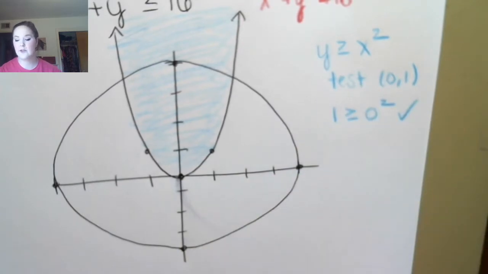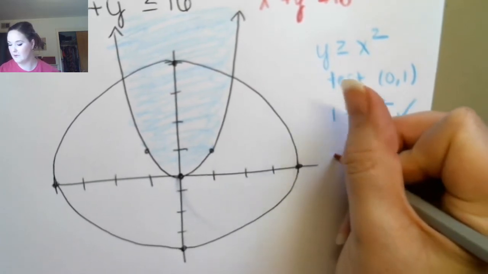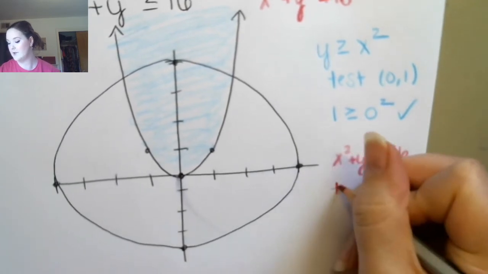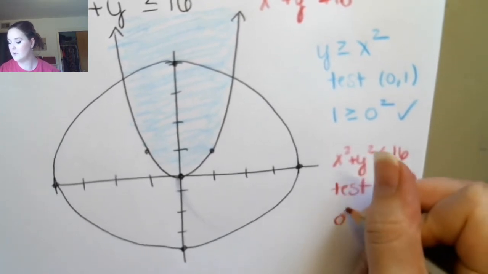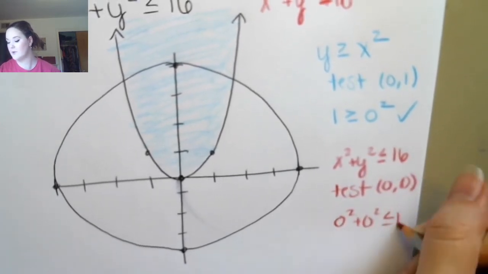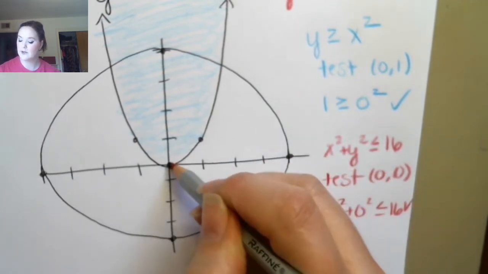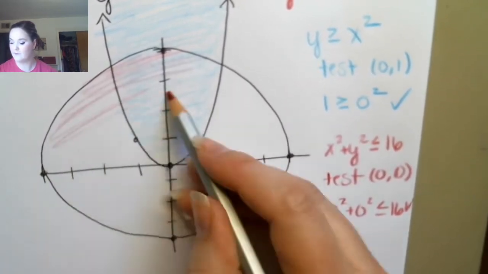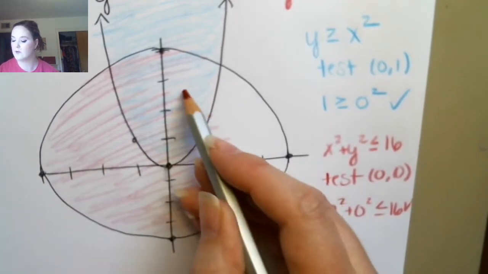And then for my second inequality, x squared plus y squared is less than or equal to 16, I am going to test the point 0, 0. So 0 squared plus 0 squared is less than or equal to 16, which is true. When I shade, I'm either going to shade outside the circle or inside the circle. Because I want to include the point 0, 0, I'm going to shade inside. Again, this has nothing to do with the other inequality. This only has to do with the circle.